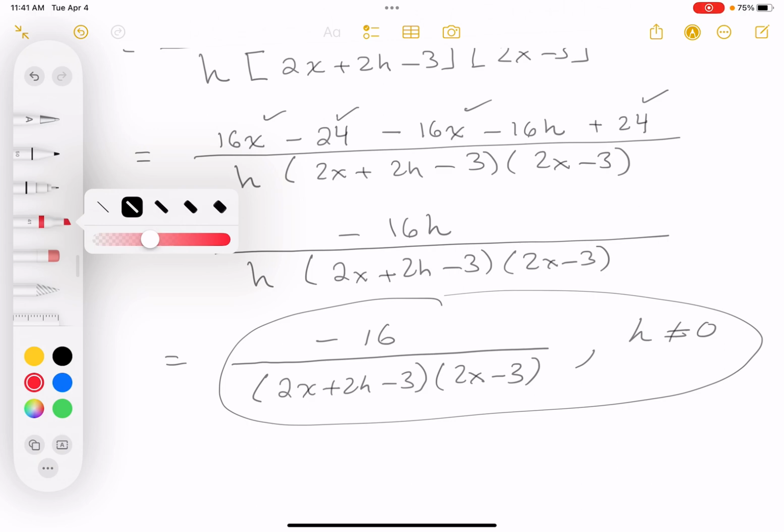So let's take a look at what problem we're on. We're on problem number 34. So what do you see? Let's see. I do see the minus 16. Now, they pull the minus on the front of it. I do see the 2x minus 3. I see the 2x, again, different order, by the way. I do see 2x minus 3 plus 2h. I do see that, and h not equal to 0. We're good. Go to the next question.